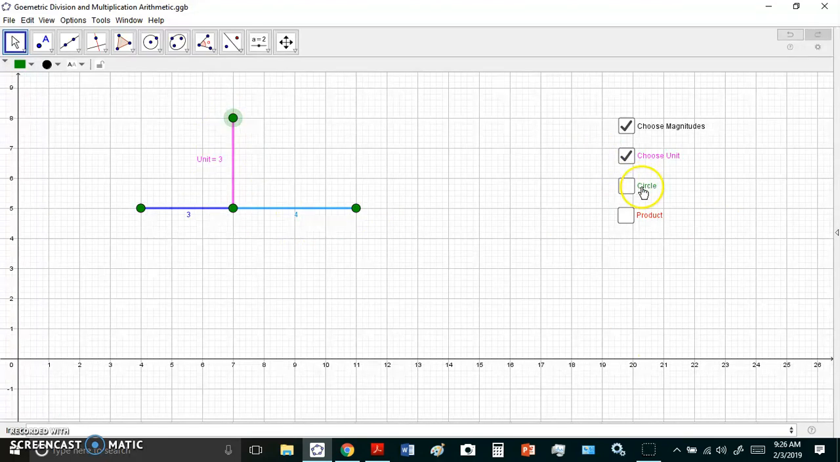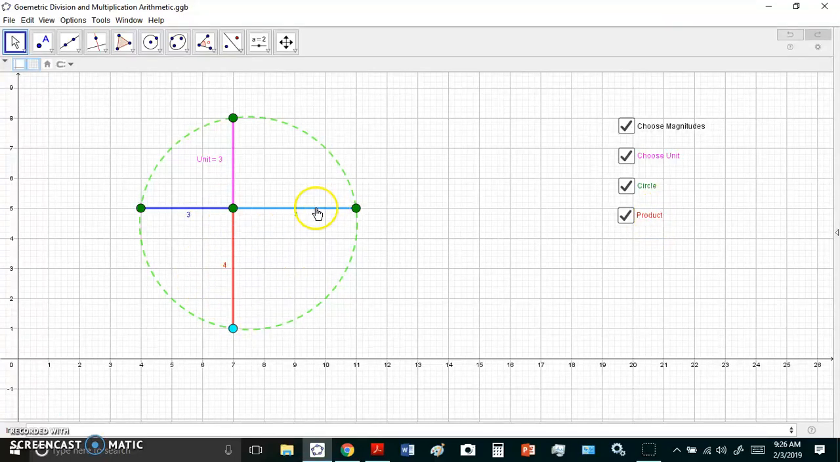Then the next thing you do is you draw a circle around the 3 points, these three green points here. And the product of this light blue line and the dark blue line will be this distance here, okay? This is the product, this red line. Okay, so 3 times 4 is 12, isn't it? Now remember, my unit is 3, and 12 divided by 3 is 4. So this is the product.